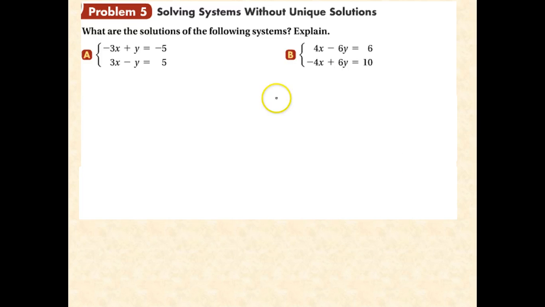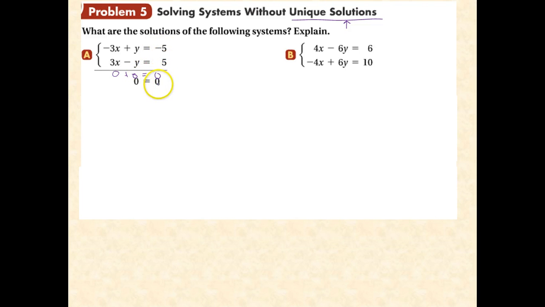Ooh. Solving systems without unique solutions. That means there's not just one solution. So what are the solutions to the following systems? Explain! Well, what happens when I add these? Negative 3x plus 3x is 0. Y plus negative y is 0. Negative 5 plus 5 is 0.